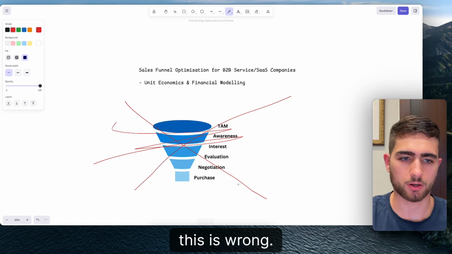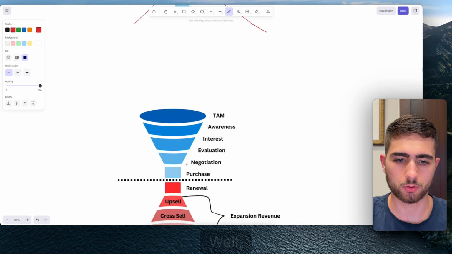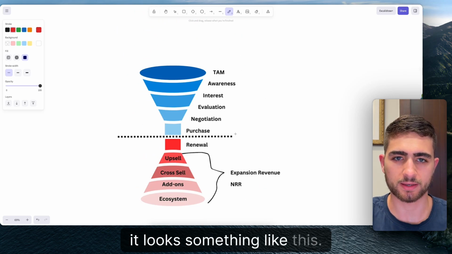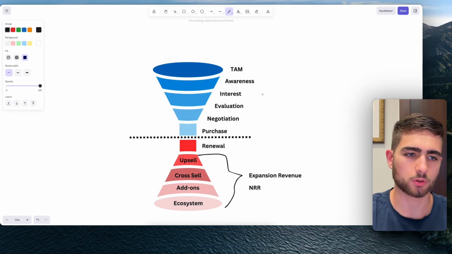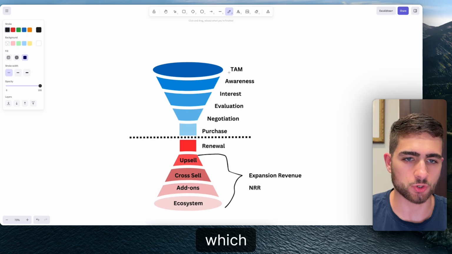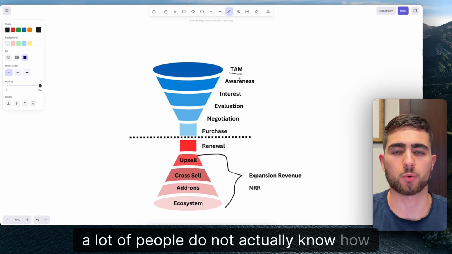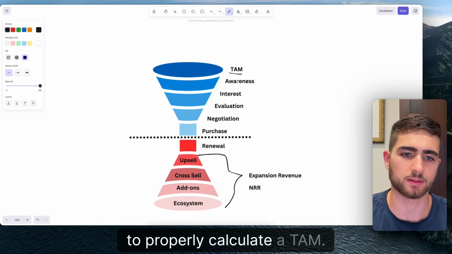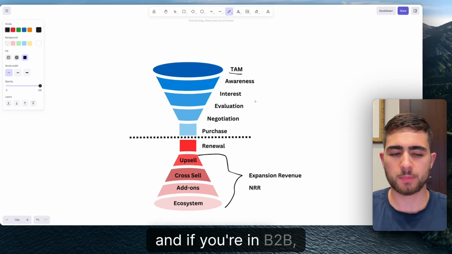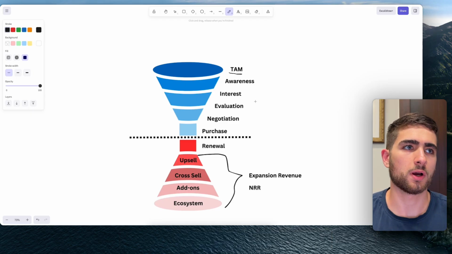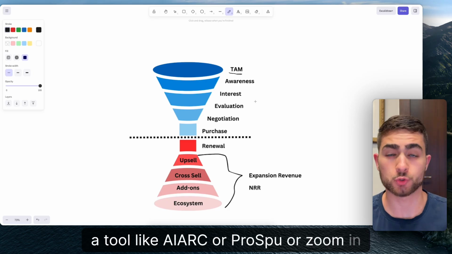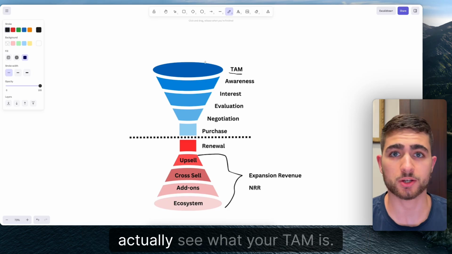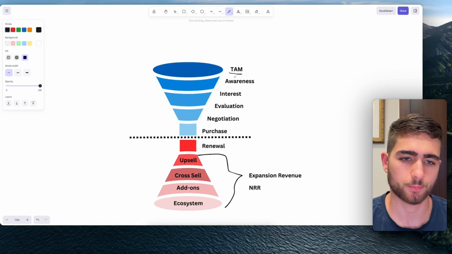So yeah, this is wrong. Now, how does it actually look? Well, it looks something like this. So obviously, let me actually switch to black instead of red. Obviously, on top, we have the TAM, which a lot of people do not actually know how to properly calculate. And if you're in B2B, I think you should just go to a tool like AI Arc or Prospeo or ZoomInfo, one of these tools, and you should actually see what your TAM is.